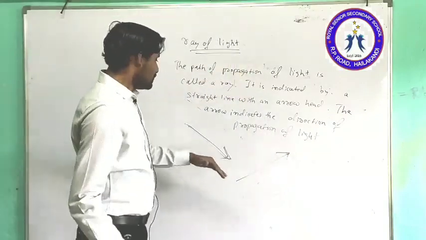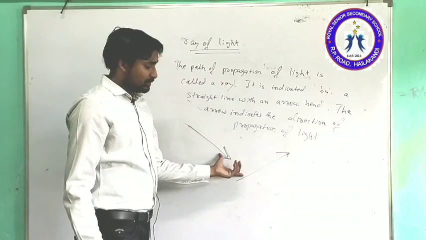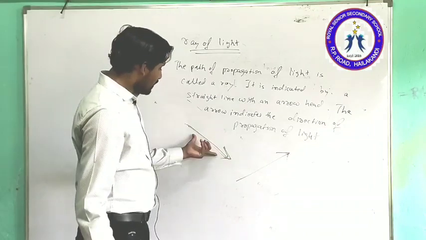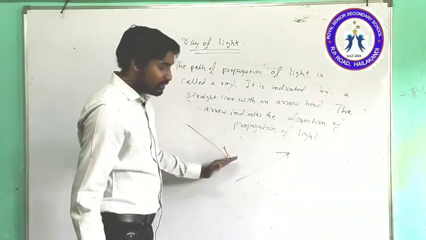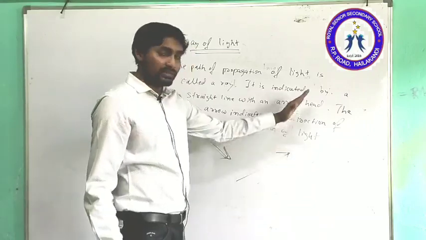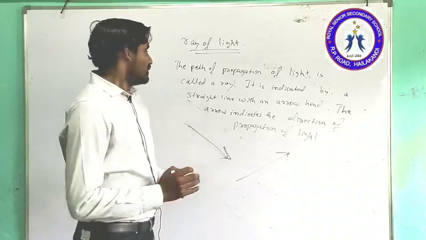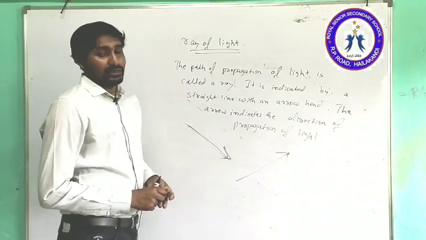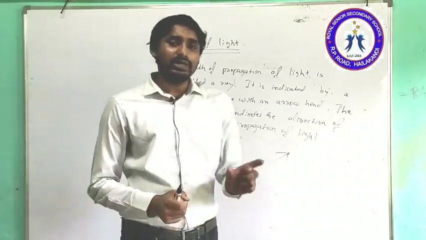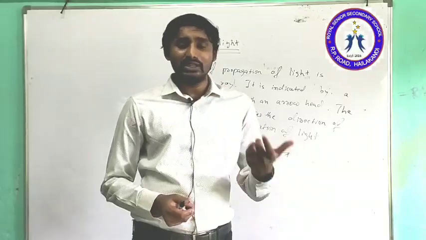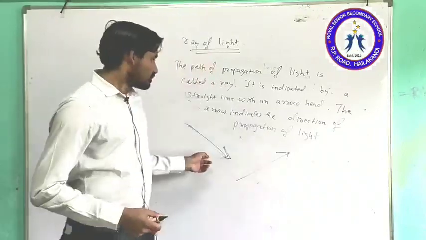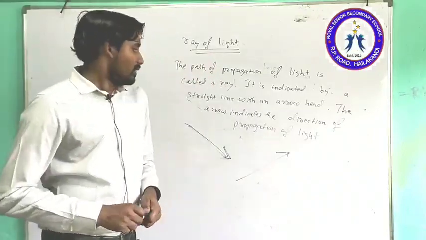So these are two rays of light: in that particular ray light is coming in that direction, and in that particular ray light is going in that direction. The arrow indicates in which direction the light will go. So this is all about the ray of light. It is nothing but the path of propagation of light, in which path your light is going.